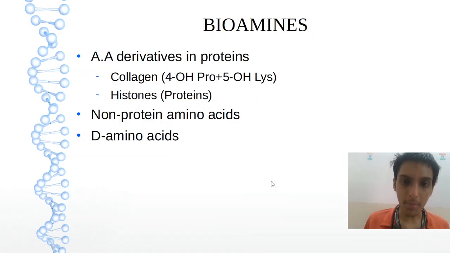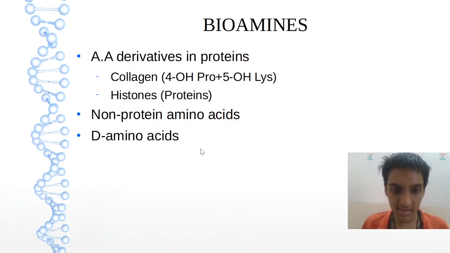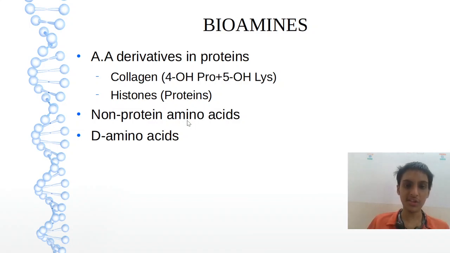Let us go to the bioamines. We have amino acid derivatives in proteins, non-protein amino acids, D-amino acids and amino acids as drugs. Okay. So for example, we'll take 2-3 examples for amino acid derivatives. Collagen is best and histones. Collagen is 4-hydroxyproline and 5-hydroxylysine.